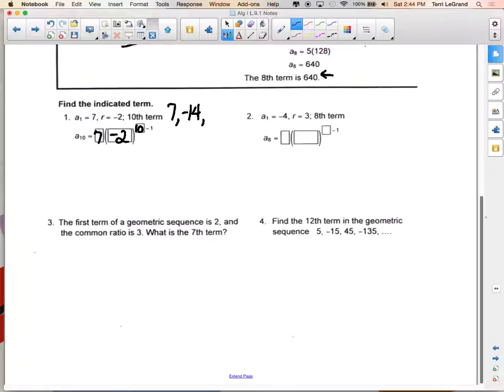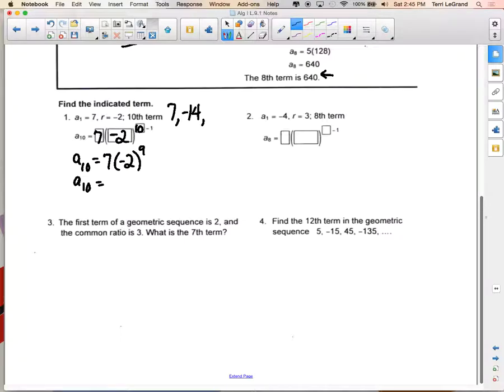Why minus 1? Because one of our terms is already represented in that first term. That 7 is already taken care of. So we just really need to multiply 9 times to get the 10th term. Well, we have to make sure that we follow order of operations. We do not take 7 times negative 2. We take negative 2 to the 9th power first. So we're going to find out what that is.